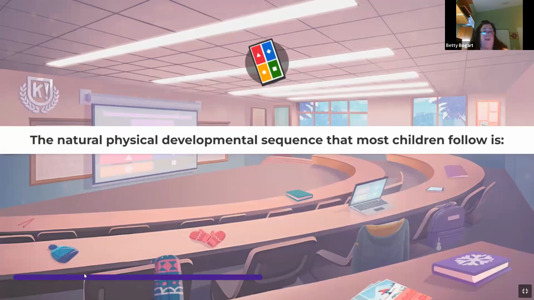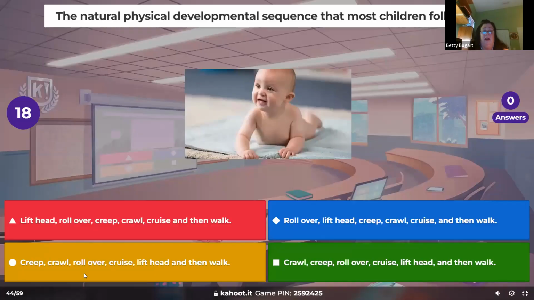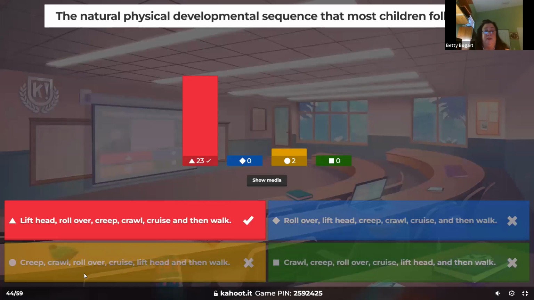The natural physical sequence, developmental sequence that most children follow is what? As in physical development or gross motor development, same thing. And the first thing they do is lift their head, so the rest follows suit. Very good.